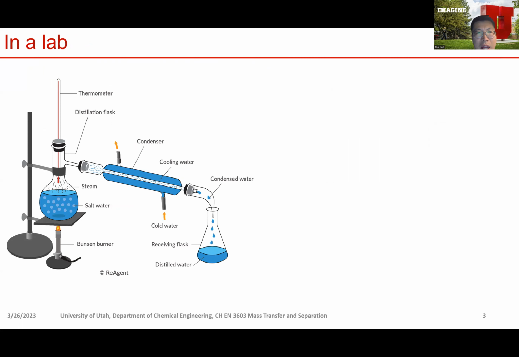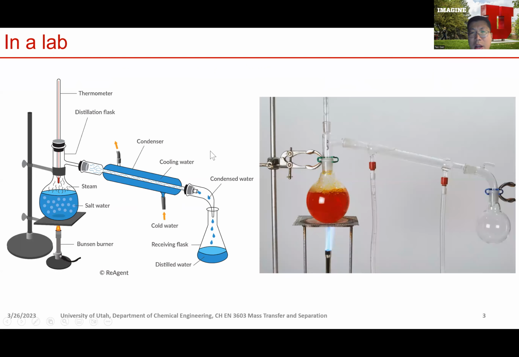So in a lab, distillation can be done by an apparatus that looks like this, where you have this vessel, heat it up, produce a vapor, and this vapor can be condensed and become a liquid. Then this liquid will be enriched with the more volatile component, and what is left behind will be composed of the less volatile component, right? So this is what it looks like in real life.